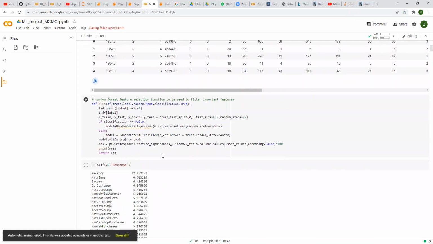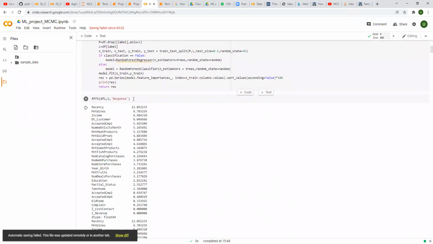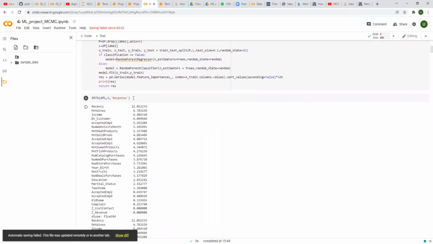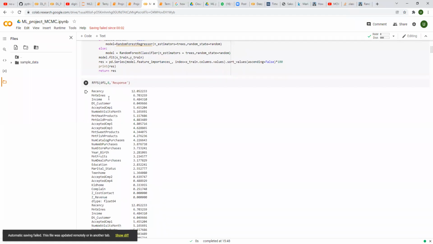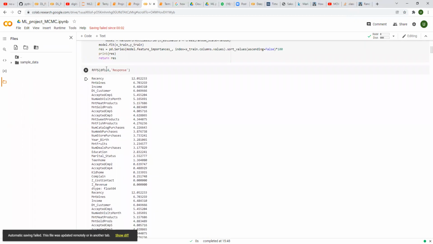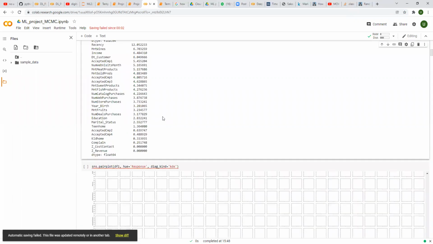And this is the function of random forest feature selection that we're going to use, because in MCMC, we're only going to use a few features only. So we have to make sure that those features are really important and are really influential. So if I do the random forest feature selection, we can see that recency and income still tops the list. This is with 8 trees. So recency and income are still on top of the list with higher feature importance.